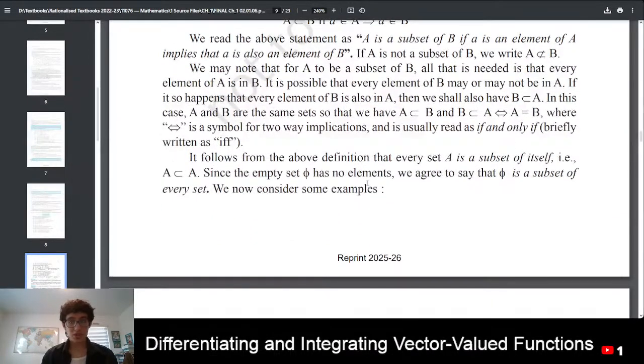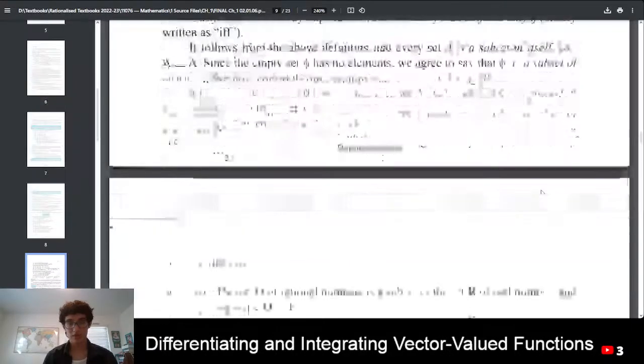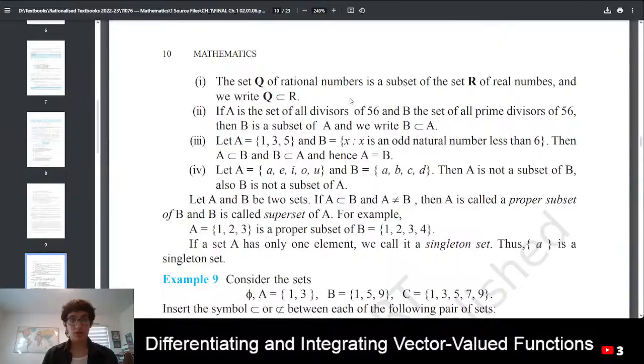It follows from the above definition that every set A is a subset of itself. And since the empty set phi has no elements, we agree to say, so this is a little bit more debatable, but people generally agree that phi is a subset of every set. So the set of rational numbers belongs to all the real numbers. This is a typo, real numbers. And so you could write this.